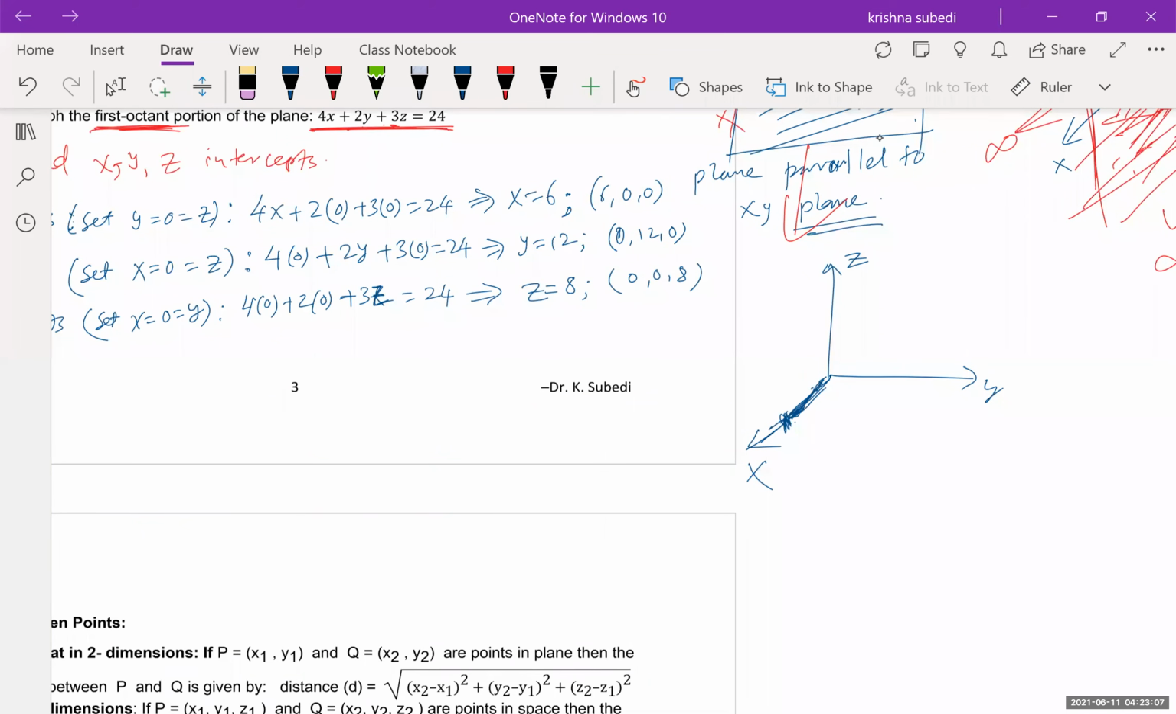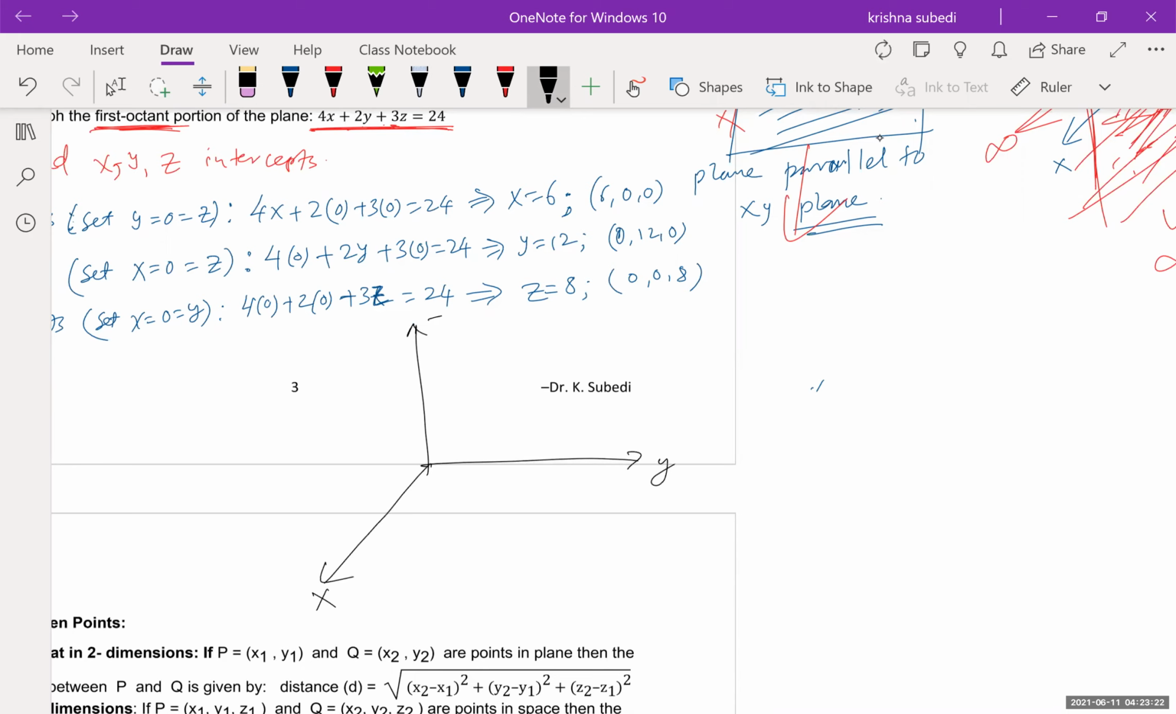So this is my x, y, and z. All right. So let us plot those points. The first point, the x-intercept, is (6, 0, 0). Suppose 6 is here. Okay, this is 6. And the y-intercept is (0, 12, 0). So let's say this is 12. The y-intercept is 12. And the z-intercept is 8. So let's say this is your 8.